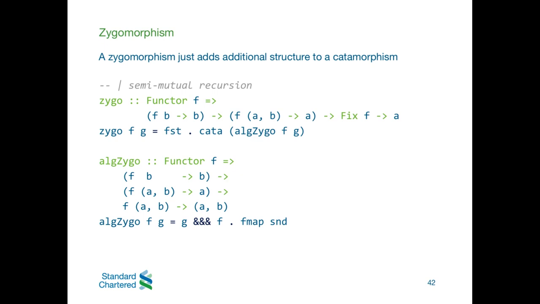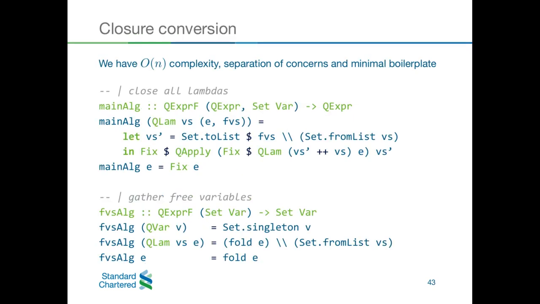It's semi-mutual recursion. You can study this at home, but the point is it's just a catamorphism. It is just adding structure, just like MapQML adds structure to a fold. This is just a catamorphism, really. That's all it is. But it does let us split these two things up and separate out the concerns without that quadratic blow-up that we got when we were just nesting the folds, which is a separation of concerns.